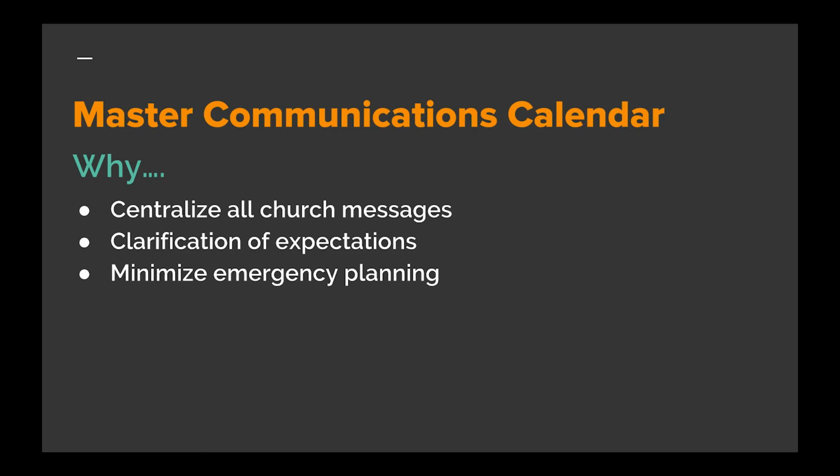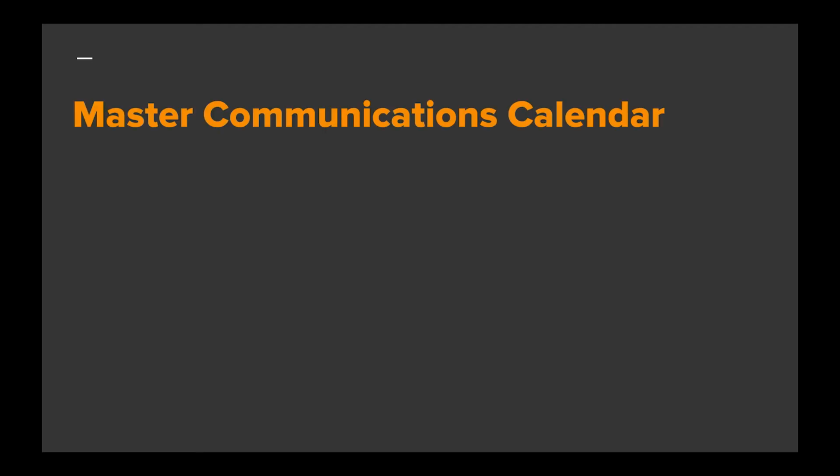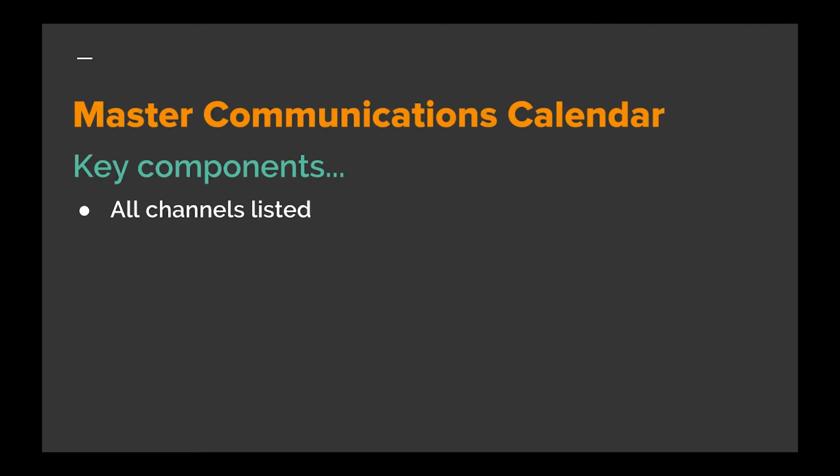Again, you're creating a culture here, and for a lot of people this will be a stretch. It'll be difficult to do, but if you can pull this off, it's going to minimize a lot of emergencies that go on inside your church. So here are some key components of a communications calendar. All your channels are listed. I want every channel communication listed in one single place. Make sure that happens. I'll show you what that means here in a second.